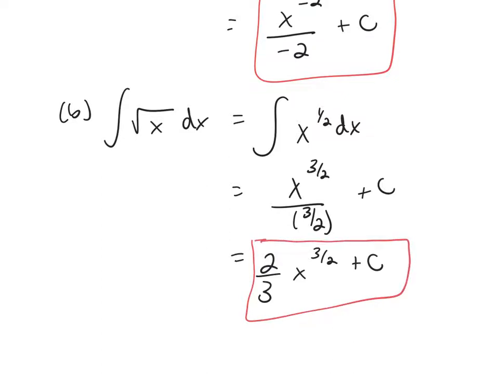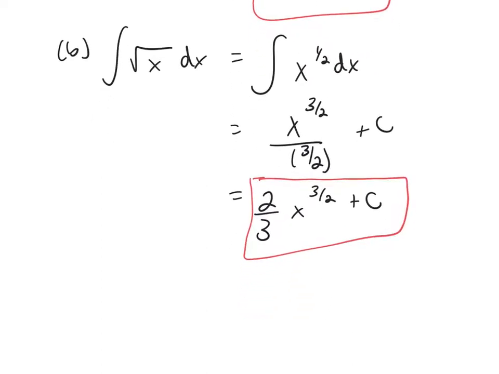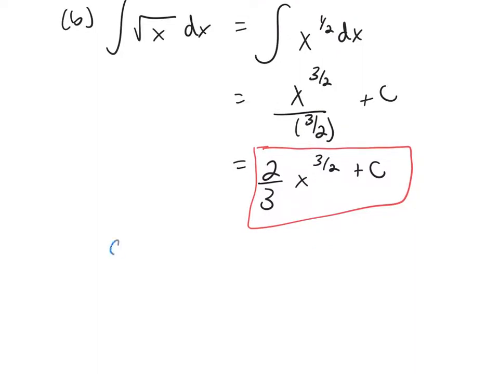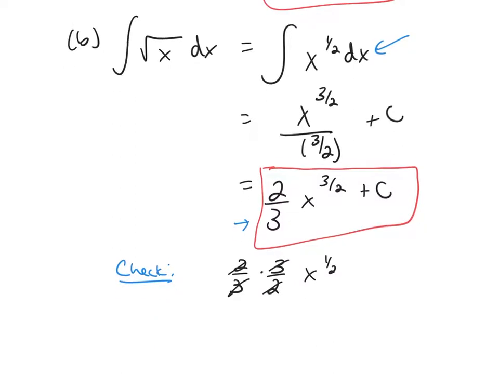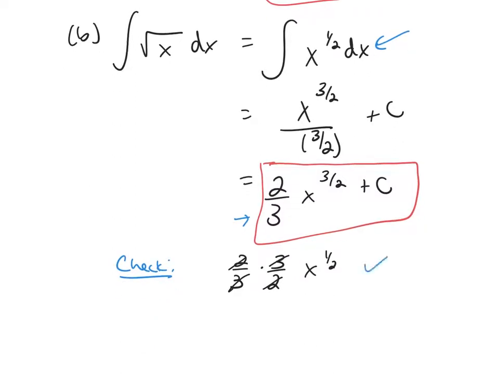And I do want to mention that here you can check your answer. You can check your answer by finding the derivative of what you have here. So if I find the derivative, I do the power rule, and the derivative of a constant is 0. So I get x to the 1/2, which should match up with what you had here. Okay, so you can check. This tells me that I have the right integral there.